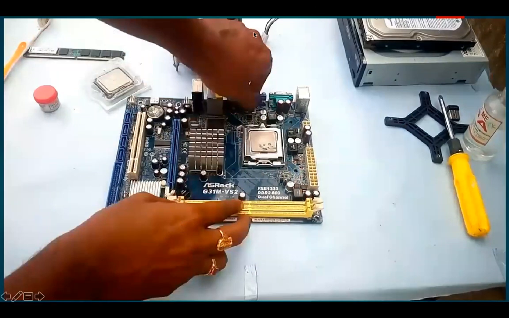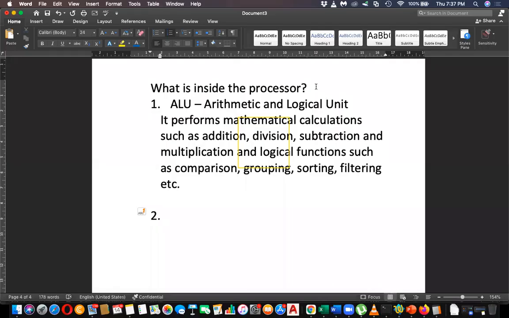This yellow color is the CPU. So random access memory is there, right? RAM is here. It's not inside this. I'm asking what is inside this unit, the CPU. So the motherboard is something external, right? Let's go back.